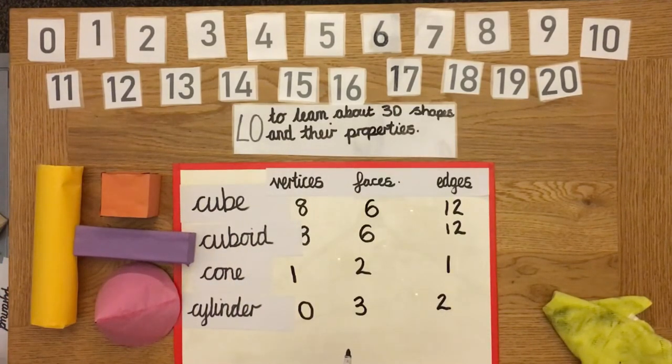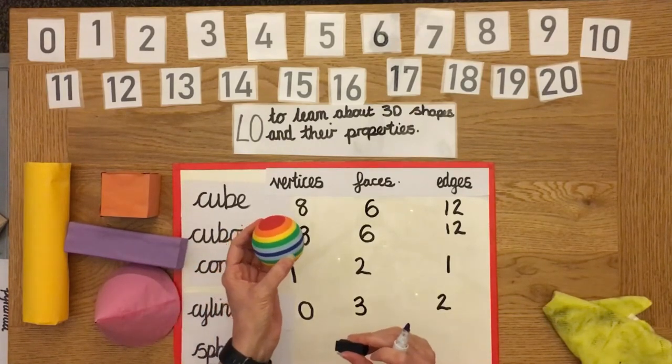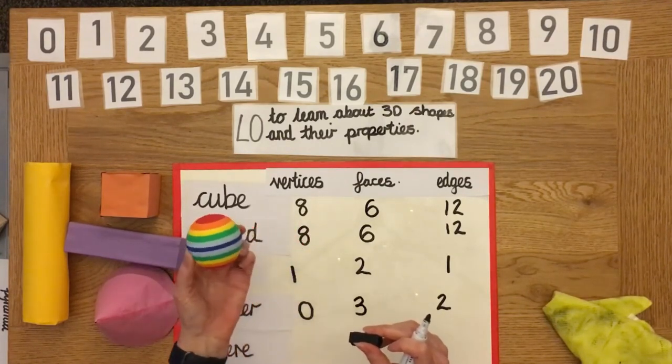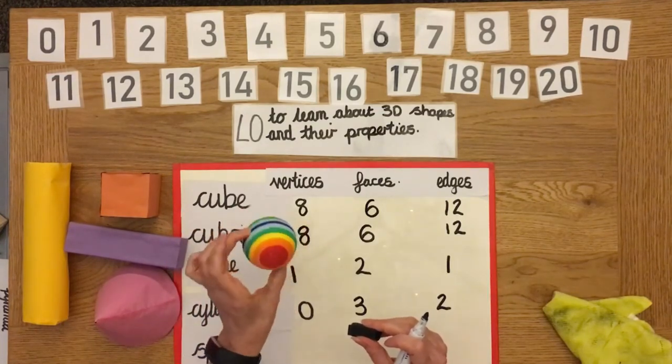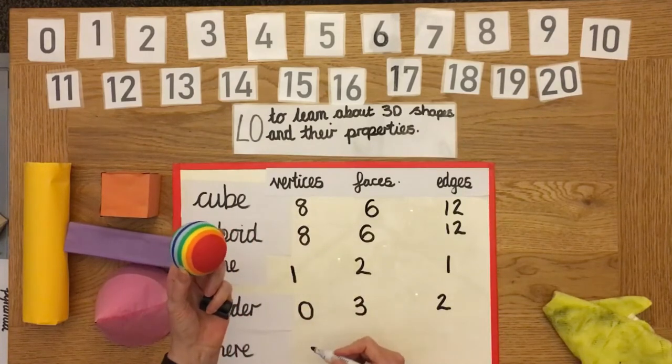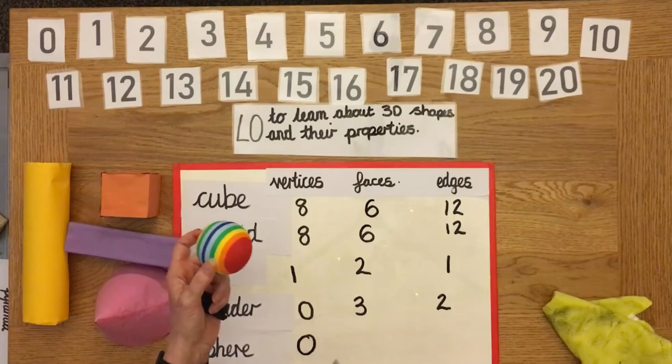Okay, the last shape we're going to do, can you remember what this one is? It's a sphere. Let's move that one over. The sphere. Okay, how many vertices does the sphere have? You're right, it doesn't have any vertices.